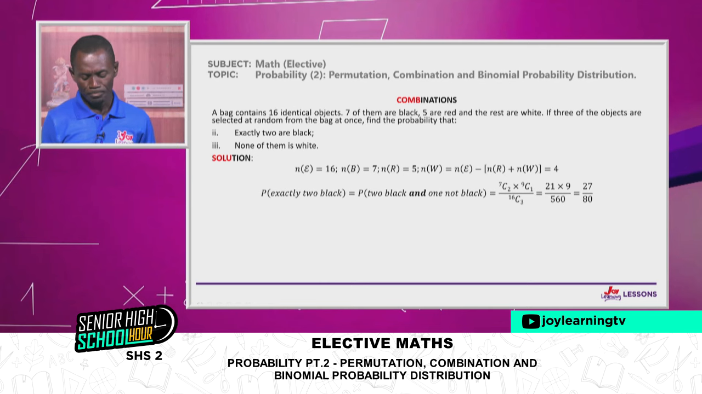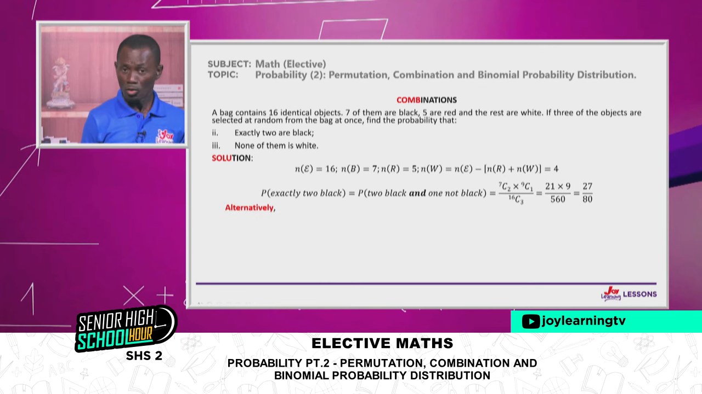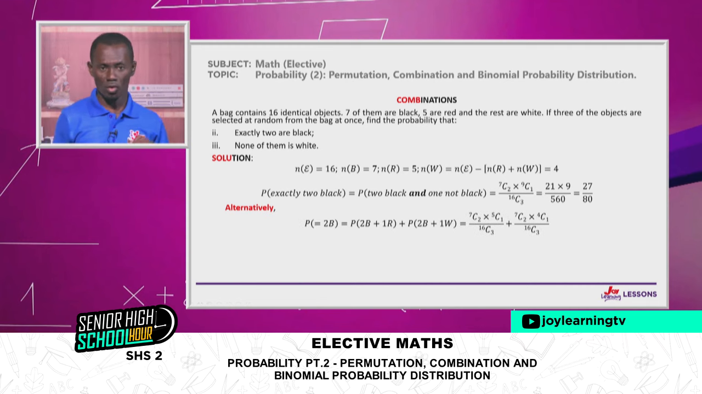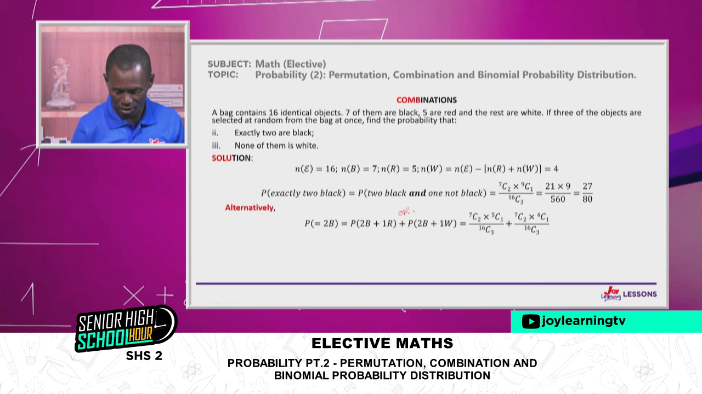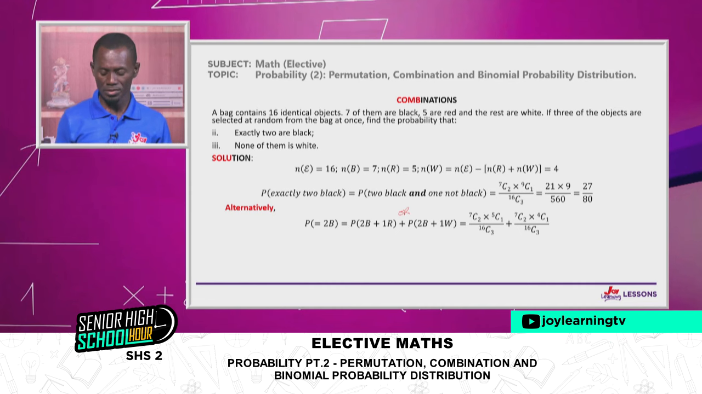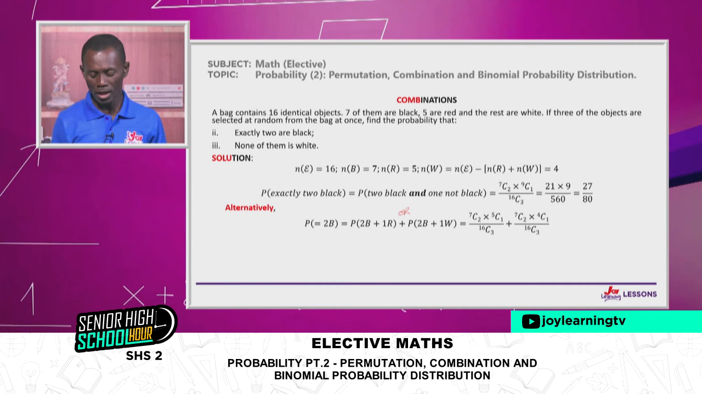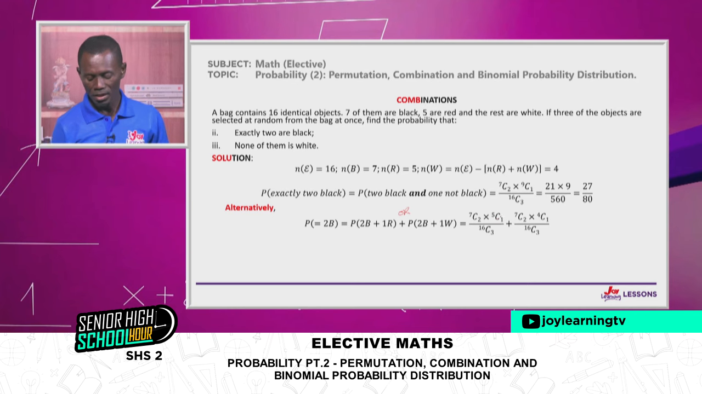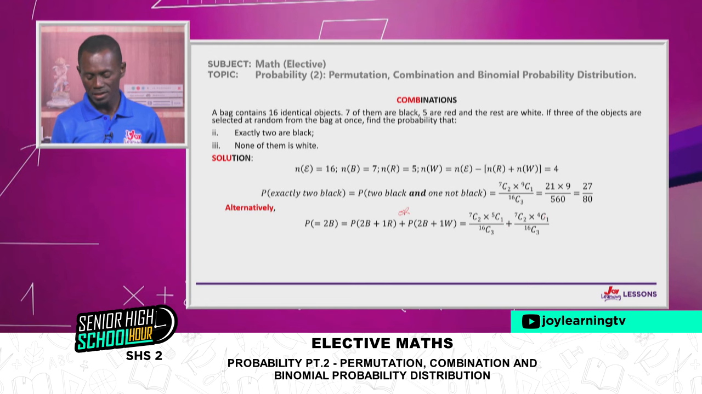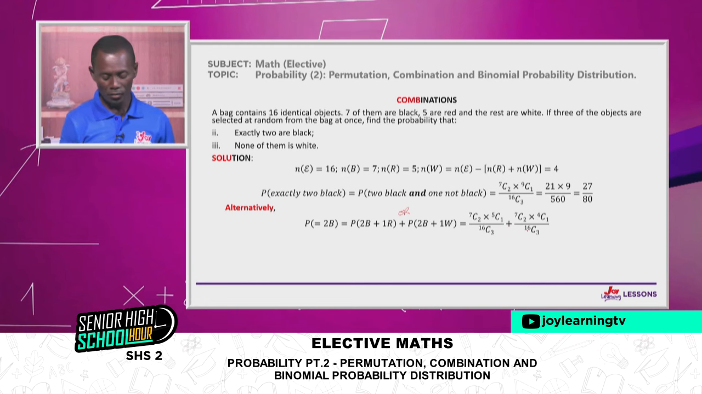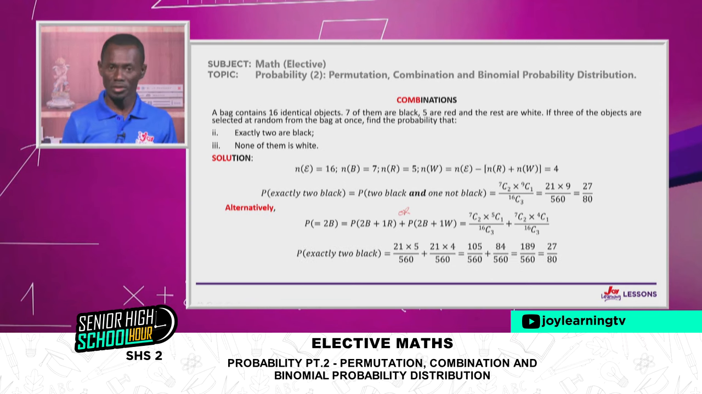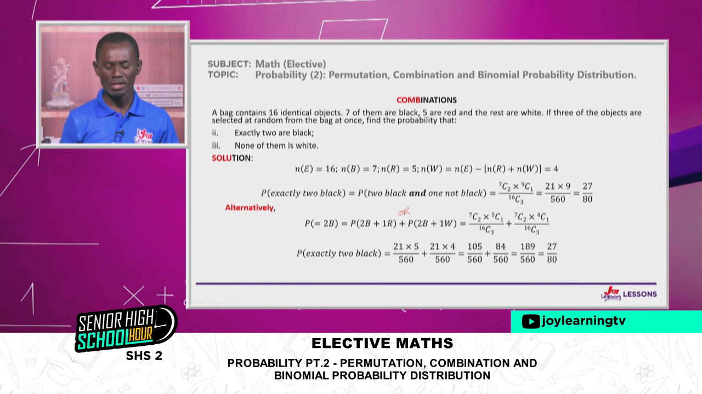We can say that the alternative method of solving it is to pick 2 black, 1 red, or, the addition, 2 black and 1 white. So we go through the same process. 7 combination 2 for 2 black in each case. Then since the first one is red, there are 5 reds, so 5 combination 1. In the second case, it will be 4 combination 1 because it's white. If we added both, we'll get the same answer like previously, 27 on 80. So that is how to work with probability.